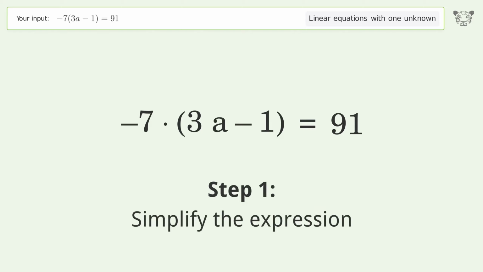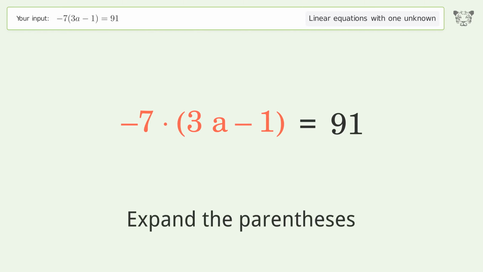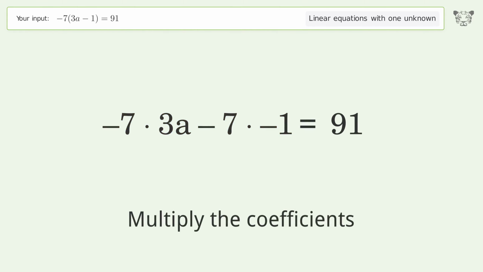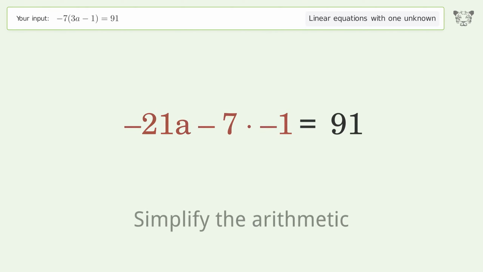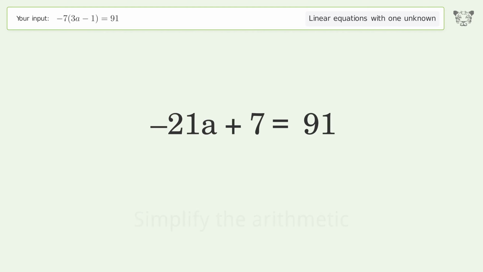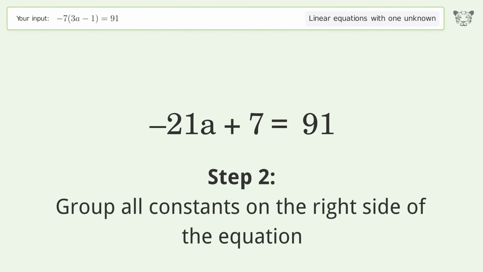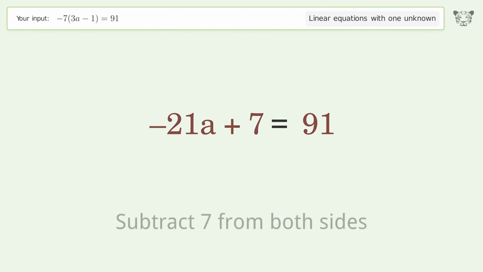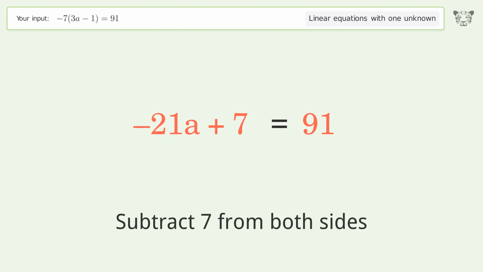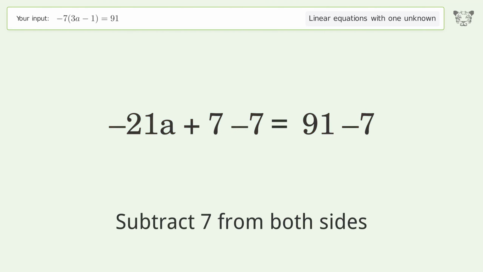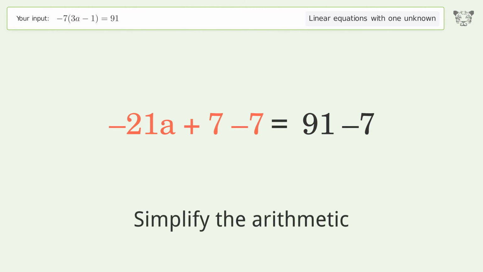Simplify the expression. Expand the parentheses. Multiply the coefficients. Simplify the arithmetic. Group all constants on the right side of the equation. Subtract 7 from both sides. Simplify the arithmetic.